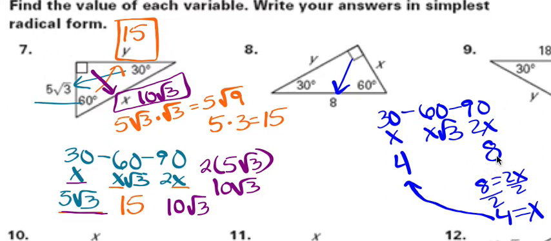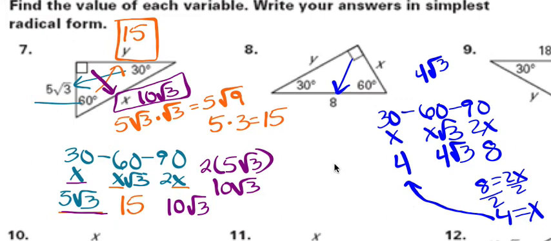So no matter what, if you start with anything other than what's across from the 30, the first step is always to figure out what would be the one across from the 30. So I went from the 90 to the 30 by dividing by 2. And then I know that x is 4. So underneath the 60, I need to replace the x with 4. So 4 times root 3 is just 4 root 3.